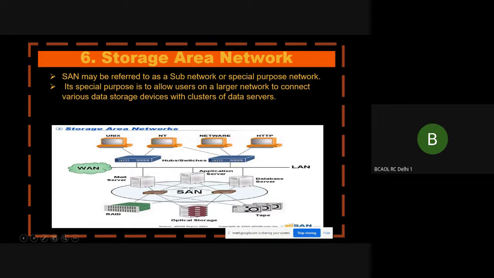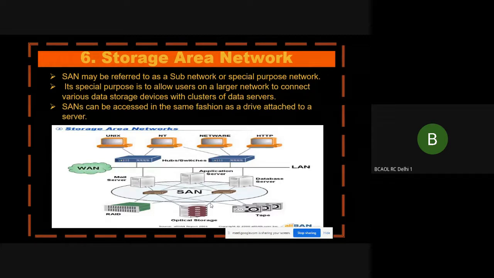Then you also have application servers, right? Database servers also. So all these servers, and whatever devices or resources you want to use, are also there on the SAN network. So you can use those data storage devices and the different peripheral devices also. So a SAN can be accessed in the same fashion as a drive attached to a server.